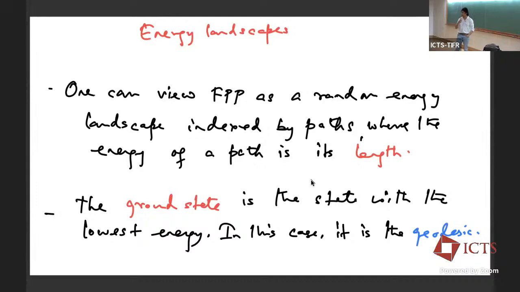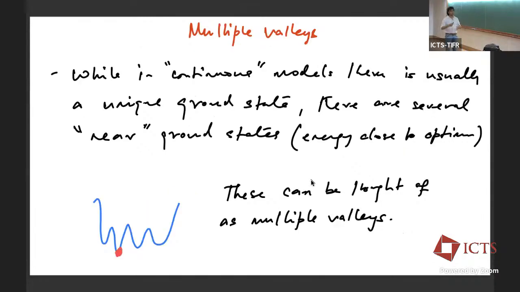All right. So every path has an energy, and the geodesic is the path of the smallest length, which in physics terminology is the ground state. We'll be interested in this phenomenon of multiple valleys. This is a cartoon of an energy landscape. Of course, the object that we care about is very high dimensional, but this should at least convey some intuition.